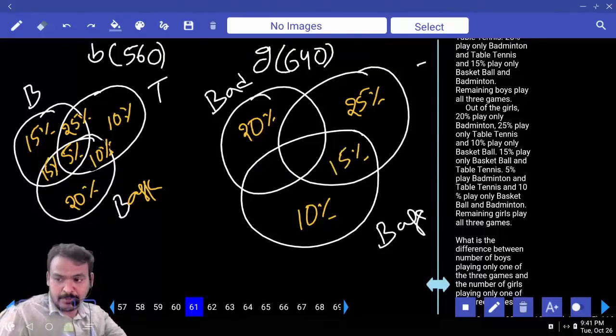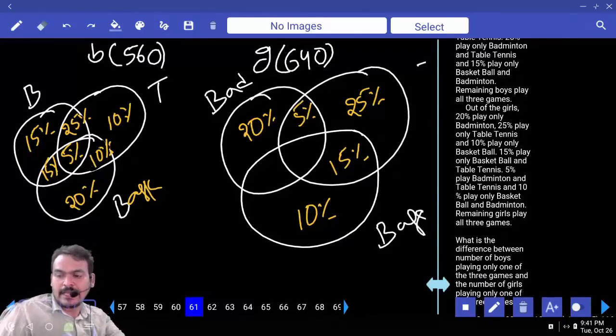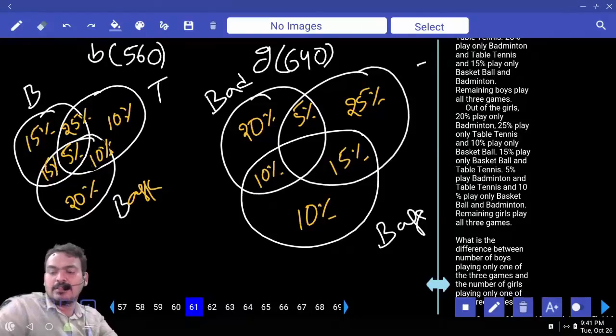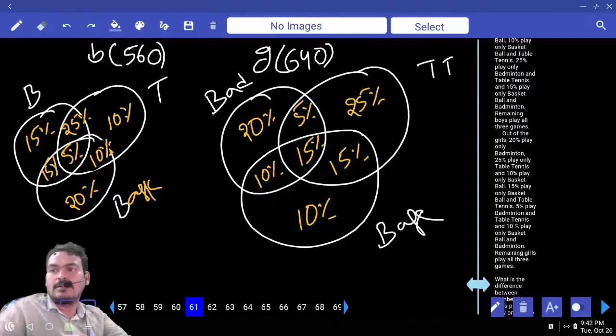Next, 5% play badminton and table tennis. Badminton and table tennis is how much percent here? 5%. Next, 10% play only basketball and badminton. Means here the value or not. And one more, the remaining girls play all the 3 games or not. How much percent are we getting? 85% are complete. What is the remaining percentage? 15% or not. That 15% will be all the 3 games or only 1 game? All the 3 games. Okay.